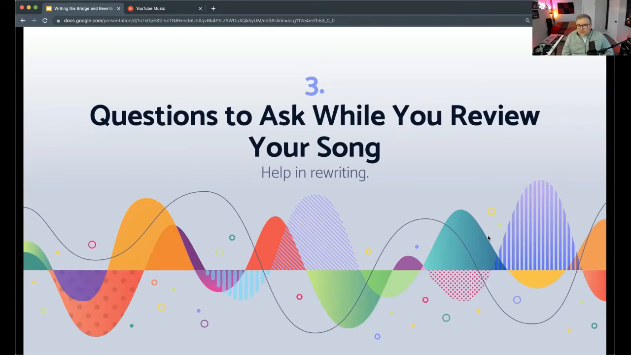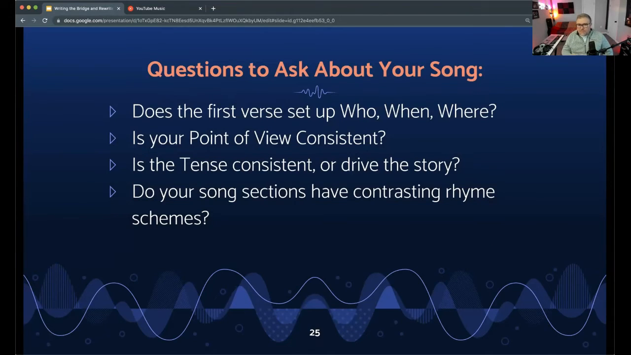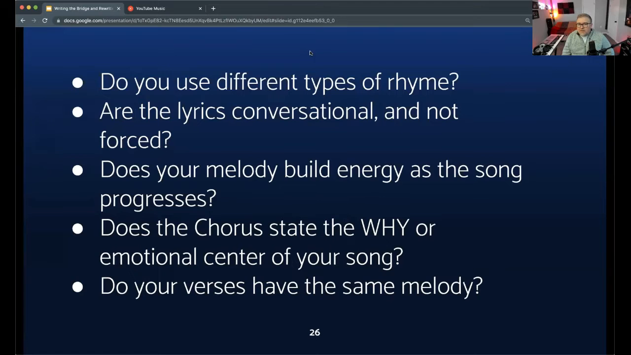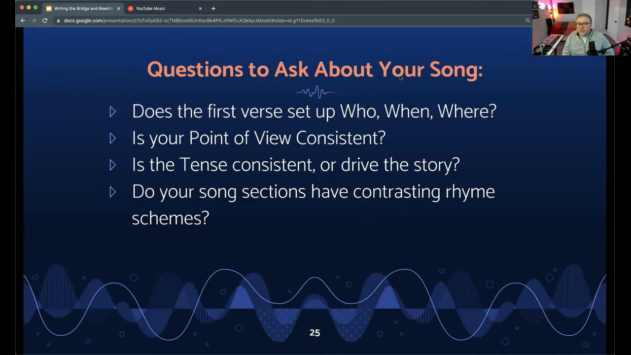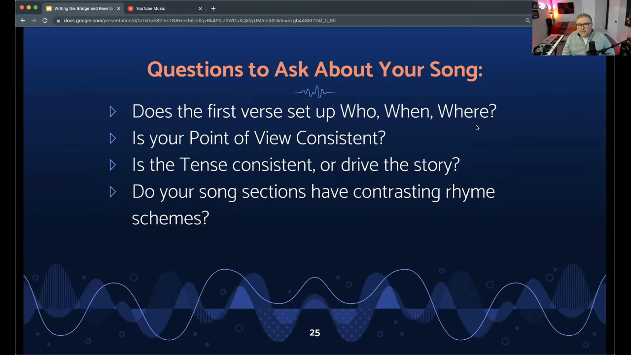Other questions to ask yourself while you're reviewing your songs. Does the first verse set up a who, when, and where, or at least two of those three? A lot of times those things are going to be guideposts that help put your listener into the scene. It's kind of like when you read a news story, you want to get the sense of what's happening as soon as possible. And setting that up early is very, very important.